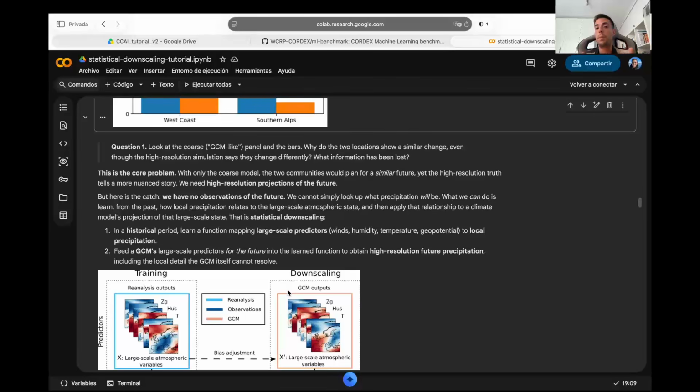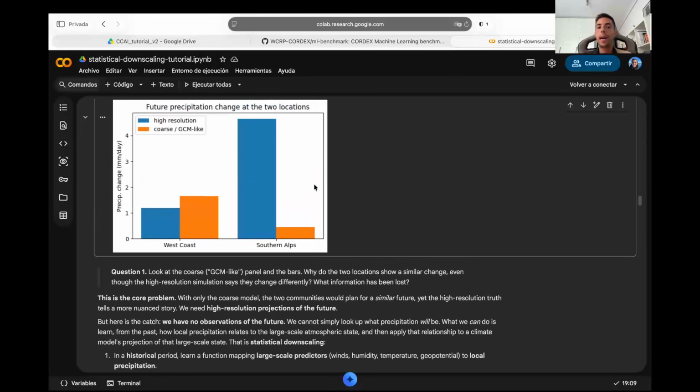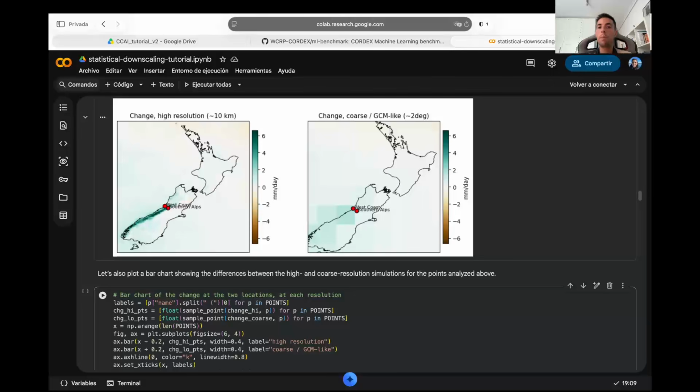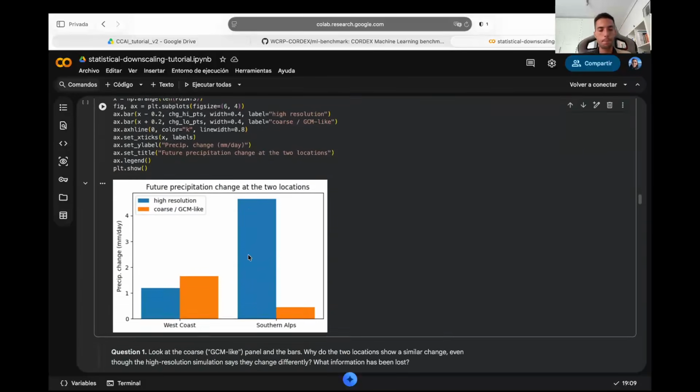So this is the problem that we are trying to solve with downscaling. We aim to generate a high resolution projection from this GCM so we can get something like this. Of course, we could do this with the RCM. Here you can see the result, but the idea is that the RCM is also quite expensive. So with statistical downscaling, we aim to generate something like this, but without having to require that many computational resources as a RCM.